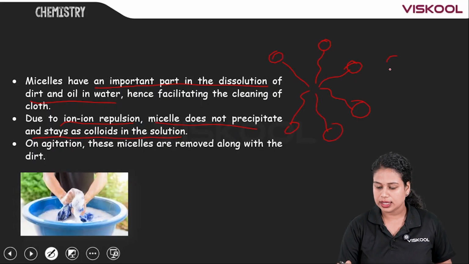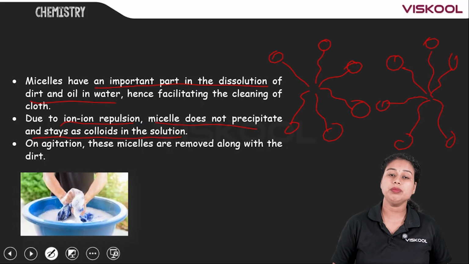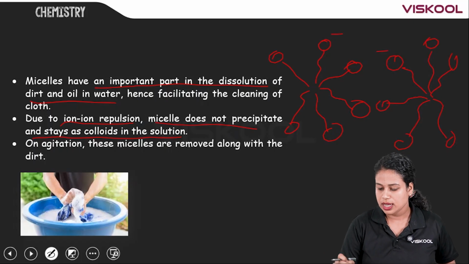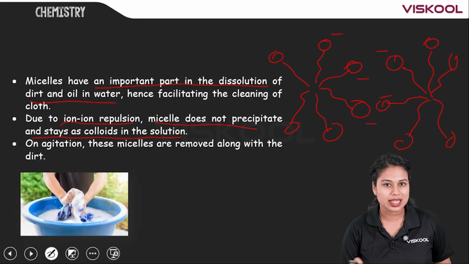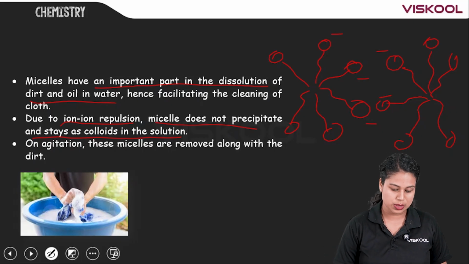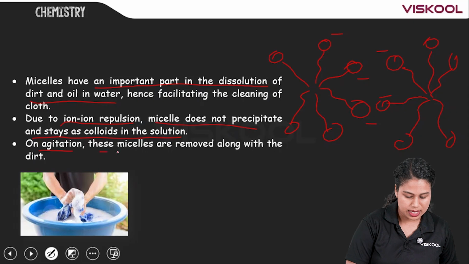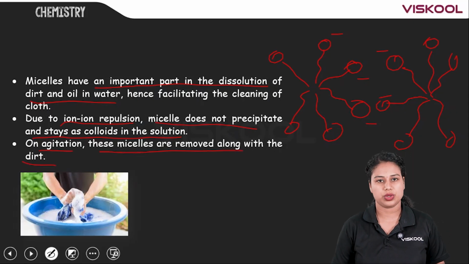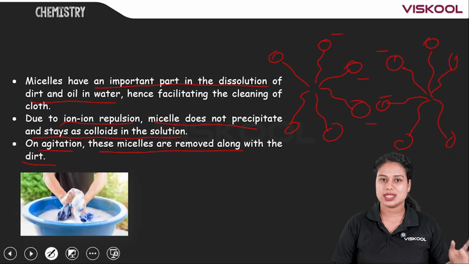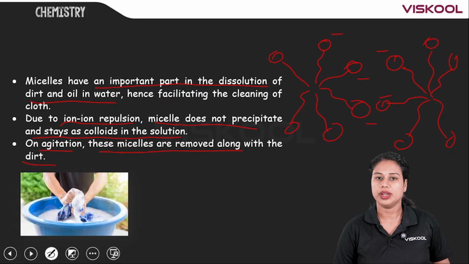And there is another micelle present around it. So what happens here? The head is the ionic part, right? So there is charge in the head and like charges will repel. That is what is meant by due to the ion-ion repulsion between these micelles, it does not precipitate and stays as colloids in the solution. And on agitation, these micelles are removed along with the dirt. And this is what happens during the cleansing of cloth.